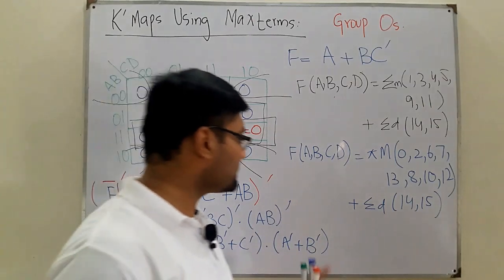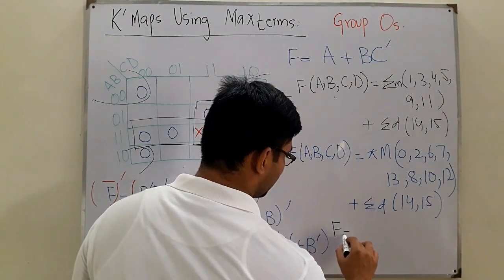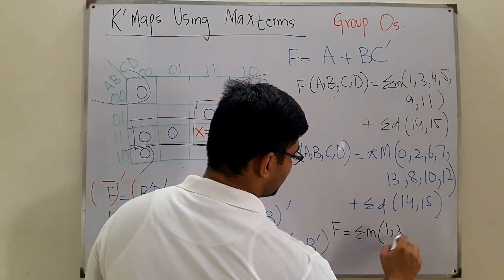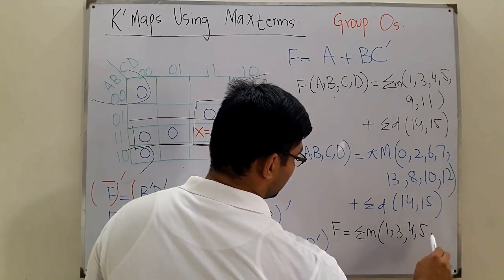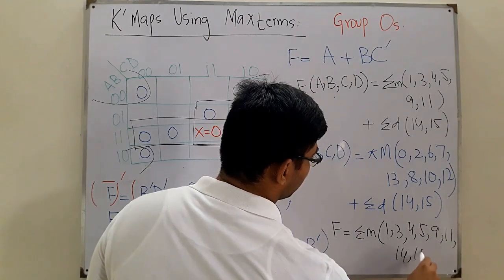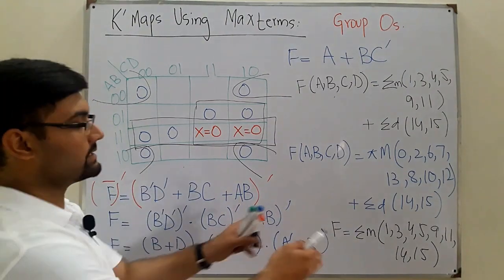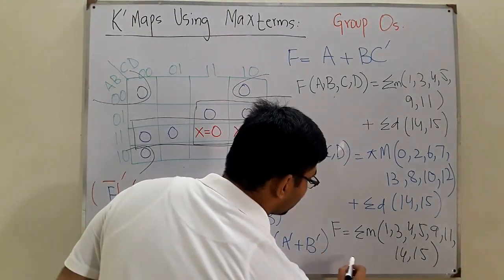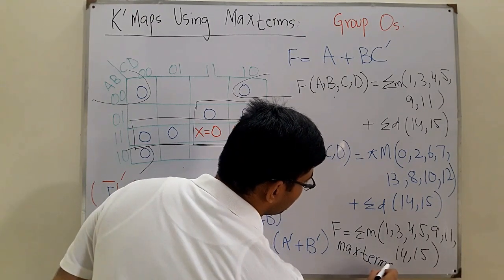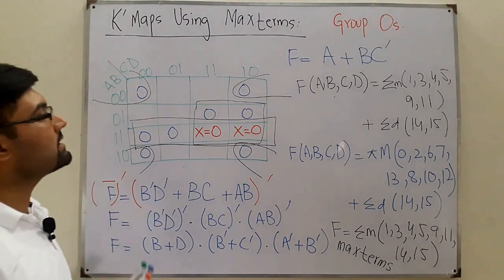Now let's say I give you a homework problem. Let's say we have a function which is given in the min terms form. We have 1, 3, 4, 5, 9, 11, 14, and 15. Alright, so this is similar to this, where I've removed the don't care and I've placed it in the min terms. And you solve this using max terms, okay? You solve it using max terms and you let me know the answer in the comment section, alright? So that's all about K-maps using max terms.